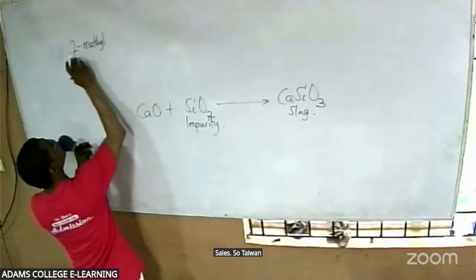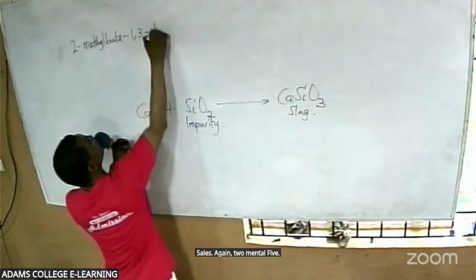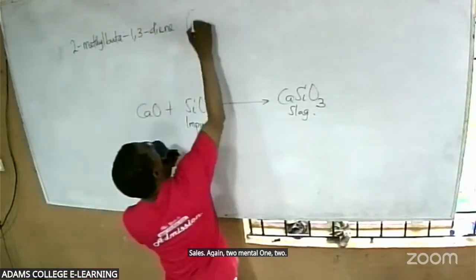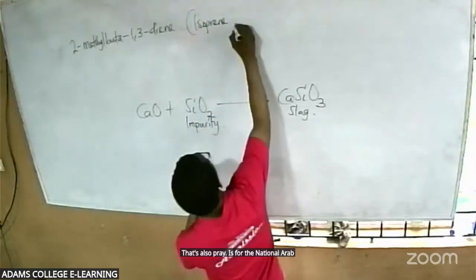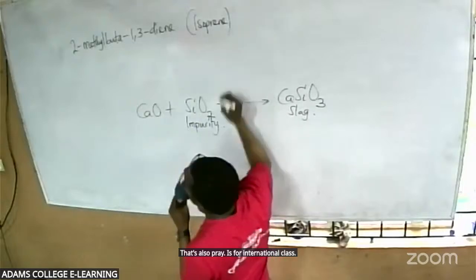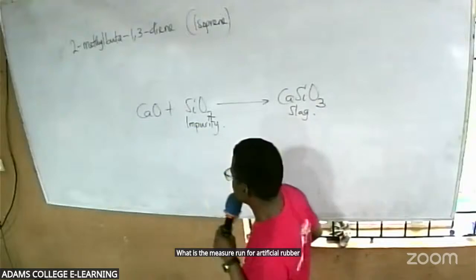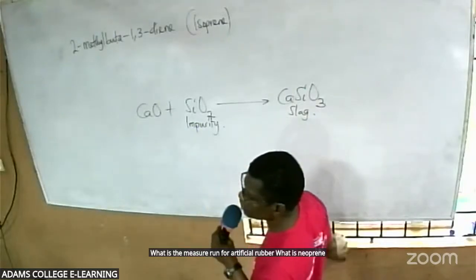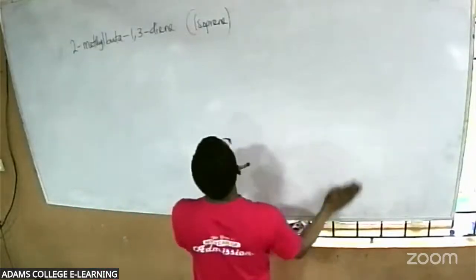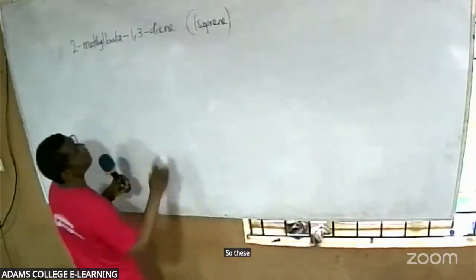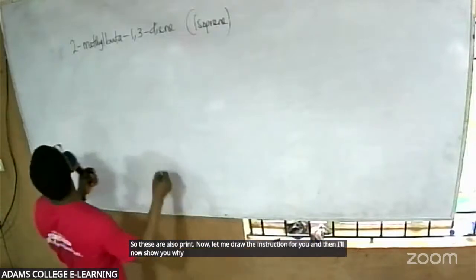Again, 2-methyl buta-1,3-diene. That's isoprene. This isoprene is for natural rubber. What is the major one for artificial rubber? Neoprene, styrene-butadiene rubber. So this is isoprene. Now, let me draw the structure for you, and then I will show you why we need to vulcanize.